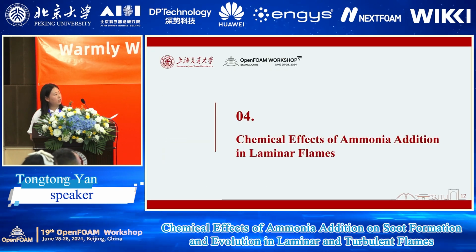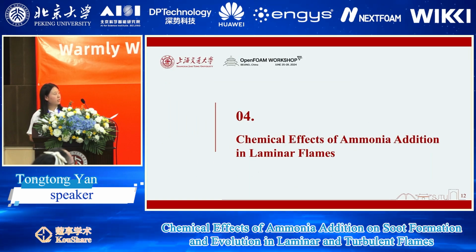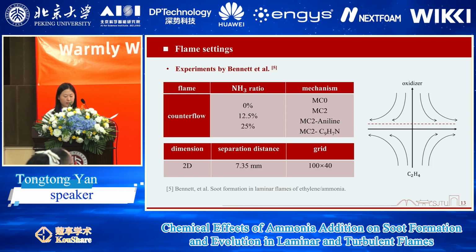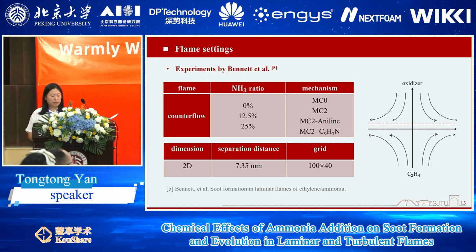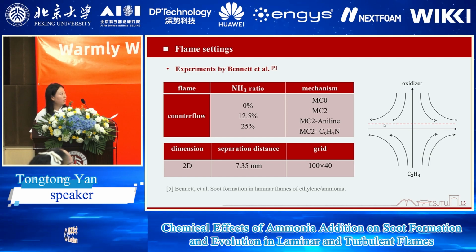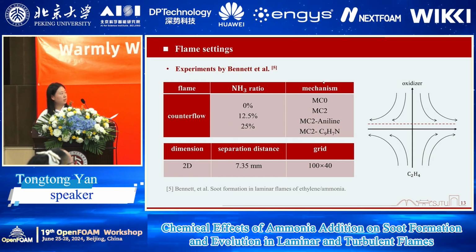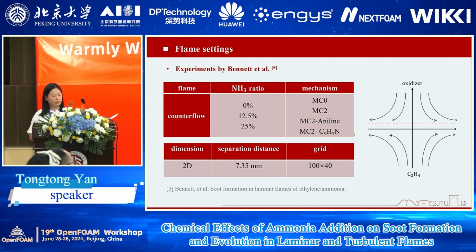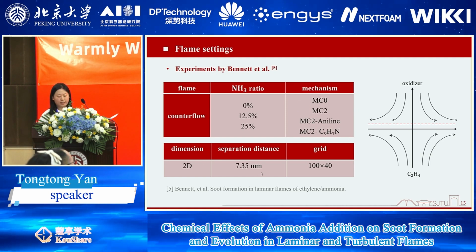And first, we use the solver to simulate the chemical effects of ammonia addition in a laminar flame. Here is the flame settings. This is a counterflow flame, and the experimental data is from Bennett. We can see that we use 3 different ammonia ratios, and then use 4 different mechanisms we developed to explore the chemical effects of ammonia addition on soot flames. And here is the mesh settings.